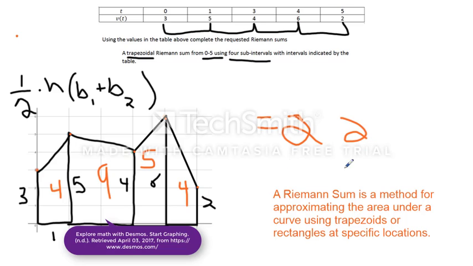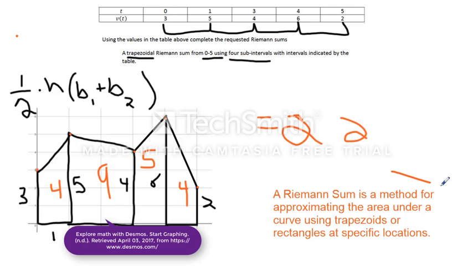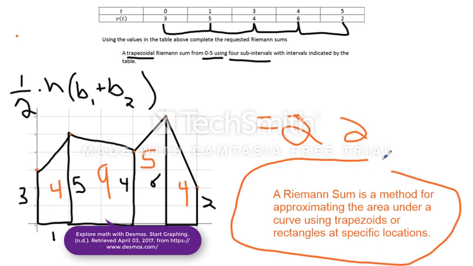While different, we can probably surmise that the area is around 23 or 24 underneath this curve. And we definitely had a better guess than when we were just looking at this graph, or when we just had these table values without a real understanding of it. So again, if we bring home our final point here, and go back to what a Riemann sum was attempting to do, a Riemann sum is a method for approximating the area under a curve using trapezoids or rectangles at specific locations.